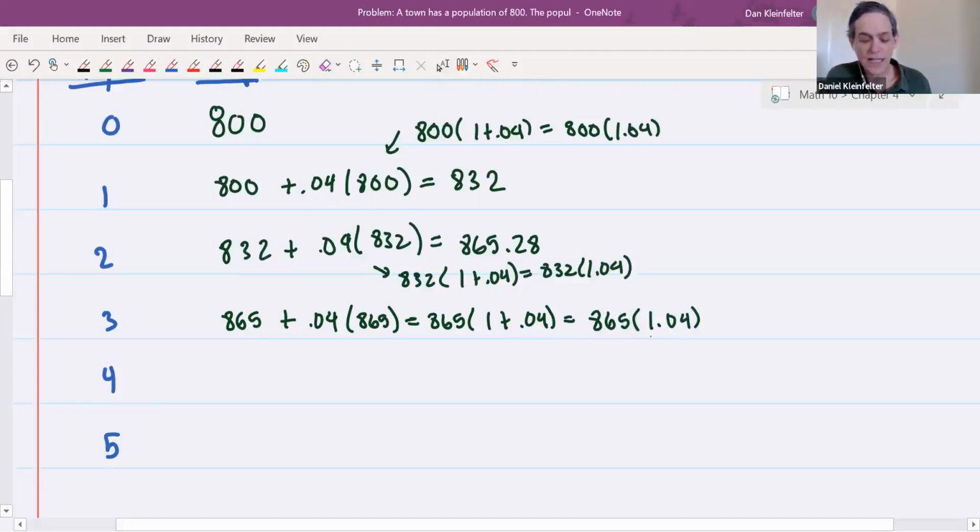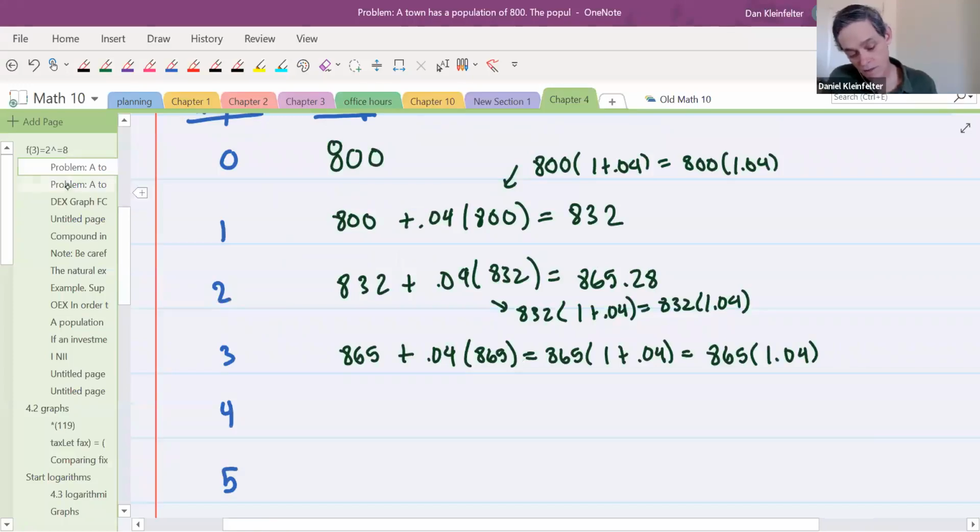Okay, and knowing that is going to help us, because if we wanted to know what would be the population after 20 years, you don't want to be here all day multiplying and adding. And so we're going to want to be able to come up with a formula for it.